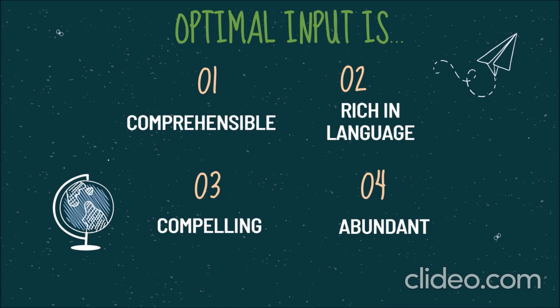If we acquire a language through input, what would be the best way to do this? What constitutes an optimal input? Bernice Mason, together with Dr. Krashen, broke it down to 4 characteristics.